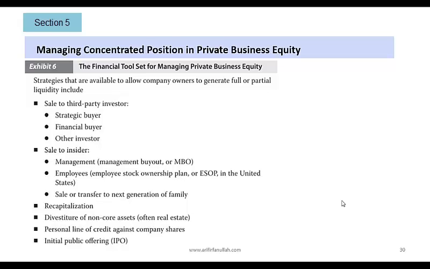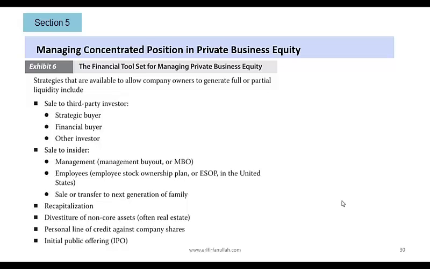So, there will be, again, 3 strategies. One is an outright sell, one is monetize, and let's look at if there is hedging here. Okay, so how can business owners liquidate or monetize? First thing they can do is they can sell to a third party. Now, a third party could be a strategic buyer, could be a financial buyer, or could be what they classify as an other investor.